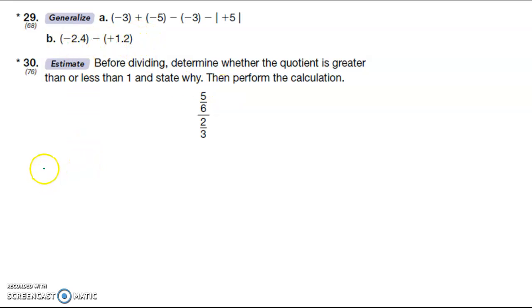Let's see. Let's do 29, but we'll do 29 right here. So my addition rules are, if it's the same sign, I add and keep the sign. So -3 plus -5 is equal to -8. And then since this is subtraction, I'm going to keep change, which is -8 plus a +3. My addition rules say if my signs are different, then I subtract and keep the sign of the larger. 8 minus 3 is 5. 8 is larger, so I have -5.